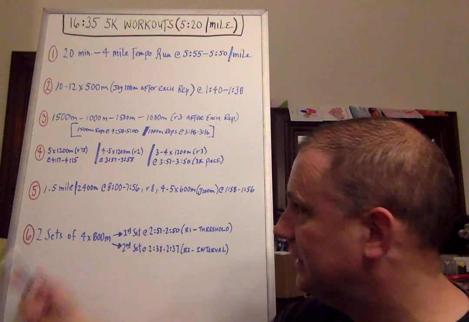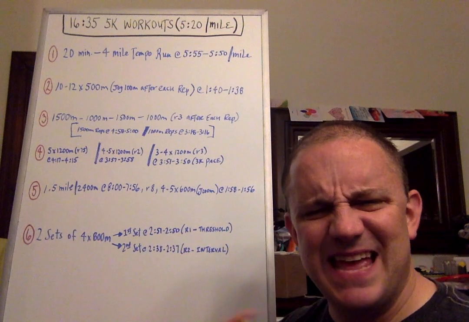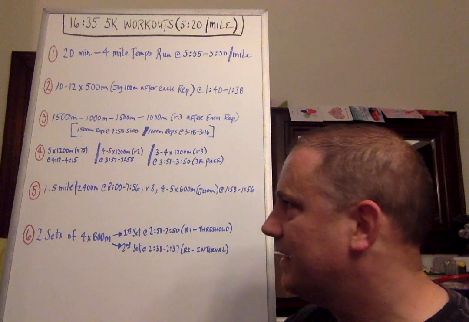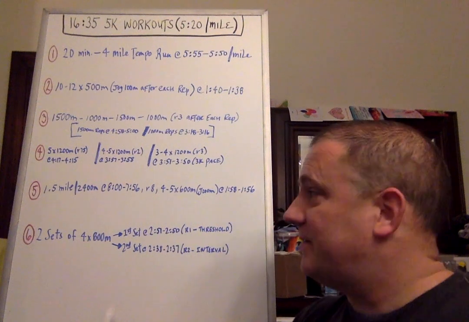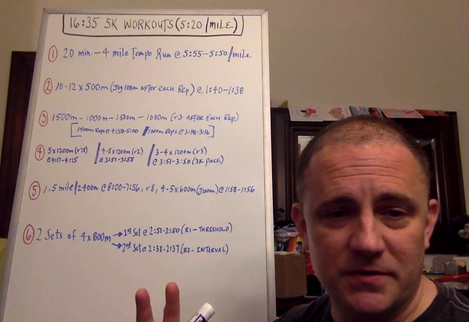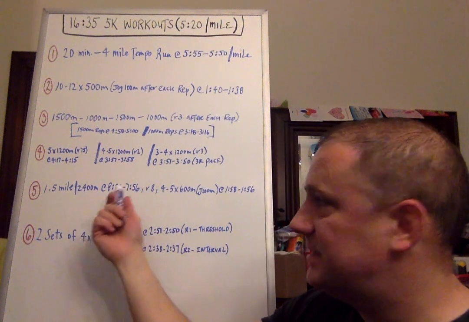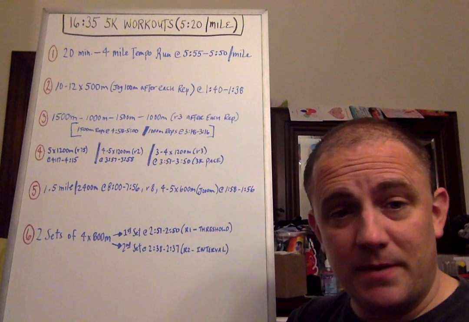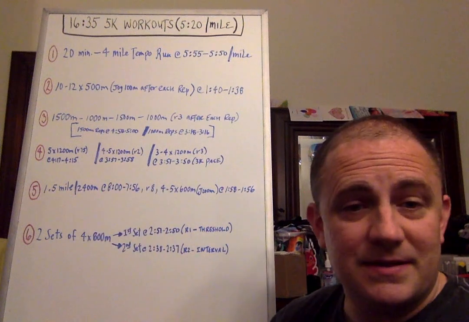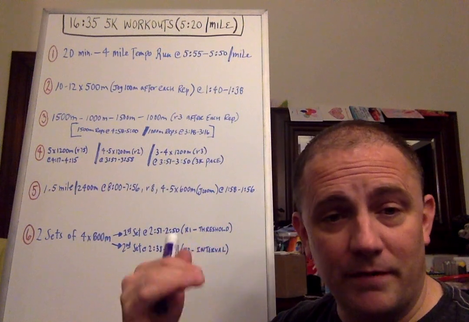Workout number 5. You do a 1.5. This is about 10 days out from a key race, okay? When you want to test yourself for 5K. 1.5 miles or 2,400 meters or 6 laps on an outdoor track, okay? At 8 minutes to 7:56, which is 5:20 pace to about 5:18 pace, okay? Pretty much right on the money.